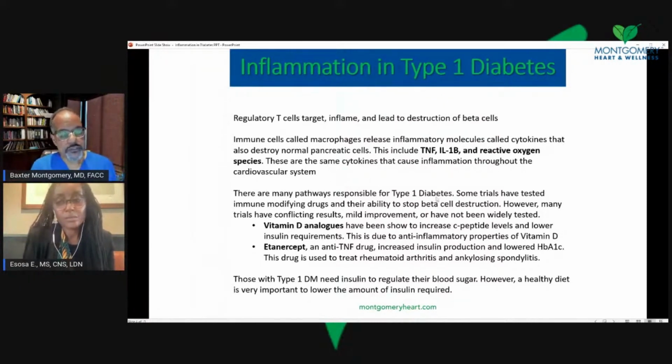Now, there are many pathways responsible for type 1 diabetes. There are different trials that tested immune-modifying drugs. They're always looking for drugs to address these things. They've looked at vitamin D analogs. Etanercept is an anti-TNF alpha drug that increases insulin production and lowers hemoglobin A1C. So you can get some drugs that have an interim effect. However, you may not get the overall benefit, and drugs can also have side effects. Type 1 diabetes mellitus patients need insulin to regulate their blood sugar, so typically these individuals are on insulin for life.